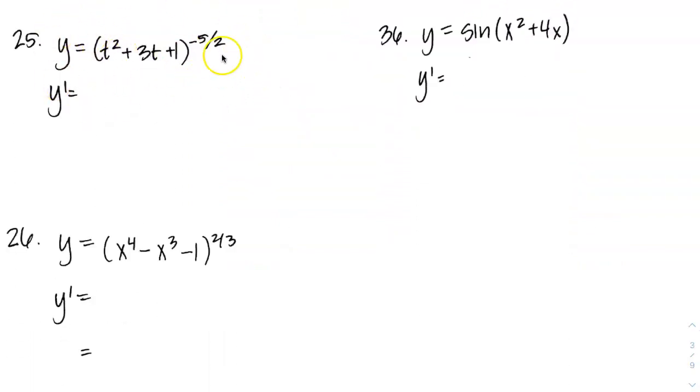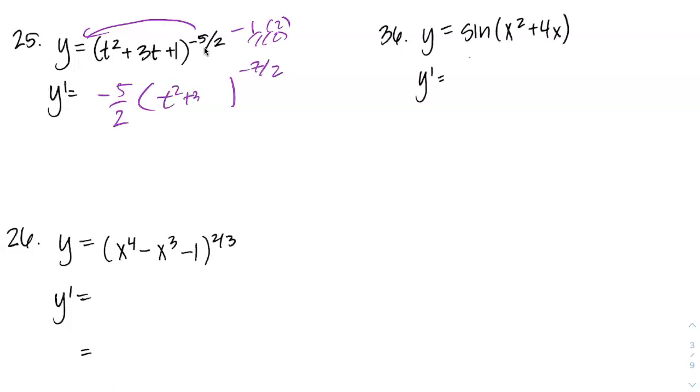25. This is kind of a clear chain rule. So here's my inside, here's my outside. Take care of the outside, bring this down, subtract this off. So I get negative 5/2. Subtract 1 with a common denominator: negative 7/2. Leave the inside alone. Times it by the derivative of the inside.